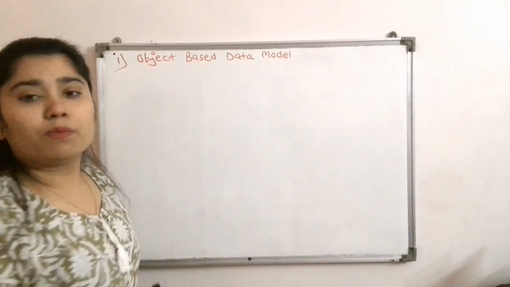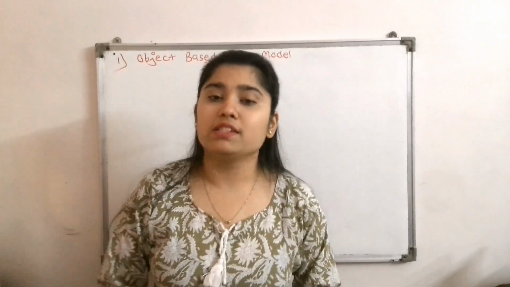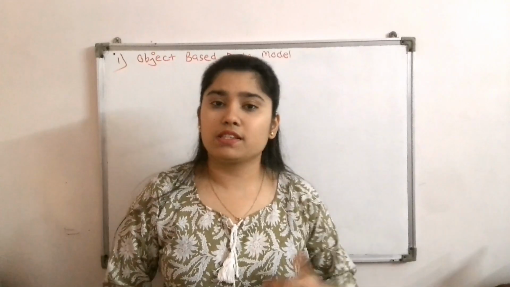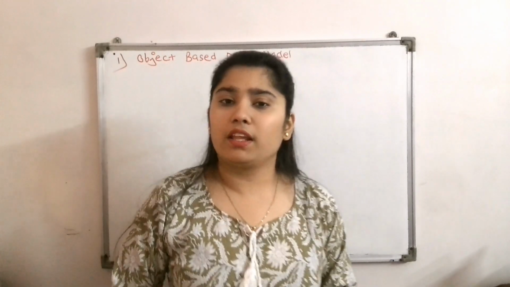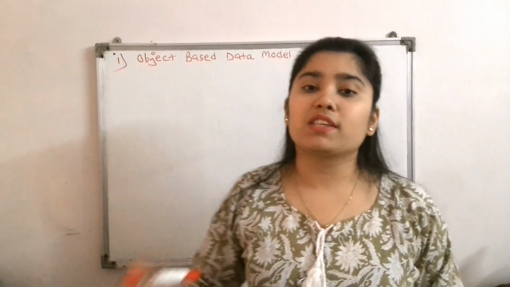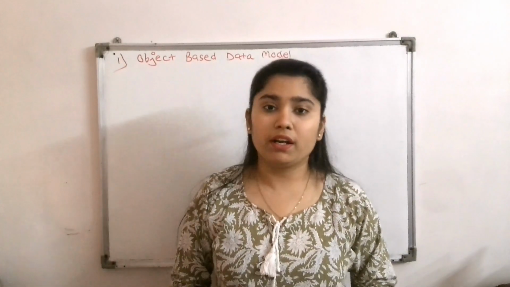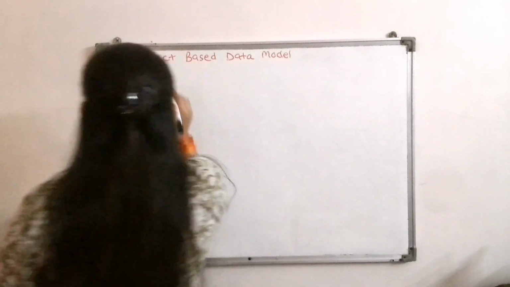Object based data model. So basically, what is the object based data model? See, the object based data model is about how users see the data, that is the conceptual level of the database, which we have already seen in the three schema architecture. It describes how the user sees the data, or the user view of the data. Let's write it here.